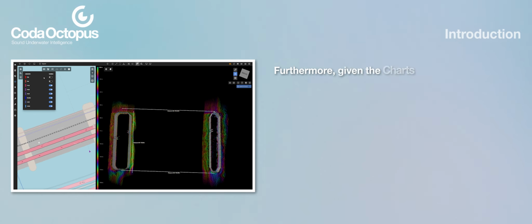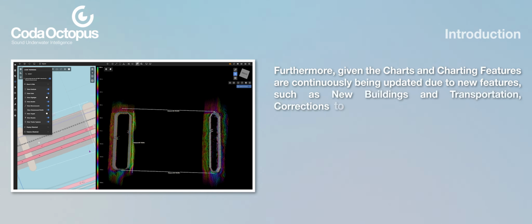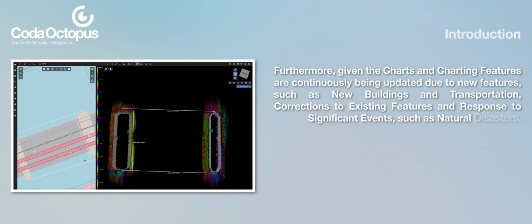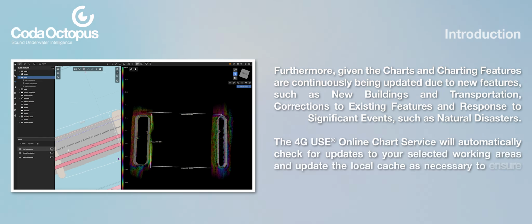Furthermore, given that charts and chart features are continuously being updated due to new features, such as new buildings and transportation, corrections to existing features, and response to significant events such as natural disasters, the 4GU's online chart service will automatically check for updates to your selected working areas and update the local cache as necessary to ensure you are always working with the latest available data.